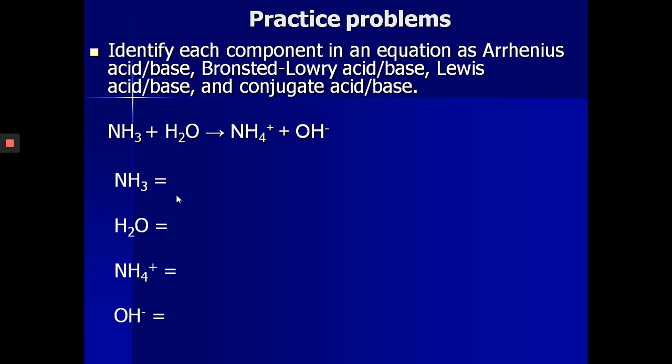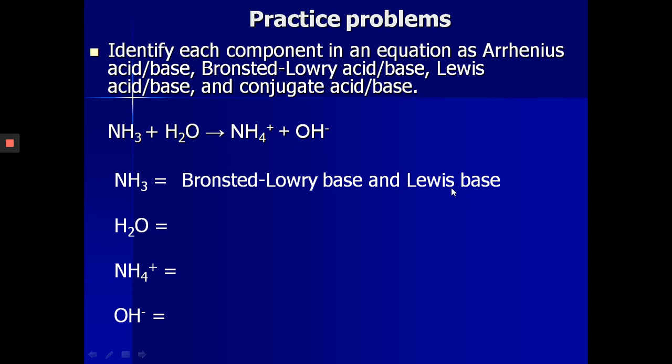So let's first take a look at this. NH3 is going to become NH4 plus. If you look at this equation very carefully, what's happening is that water, H2O, is going to transfer one hydrogen to the NH3, so they become NH4 plus. So NH3 has accepted, received, a hydrogen from the water. Therefore, NH3 is going to be a Bronsted-Lowry base and also a Lewis base.